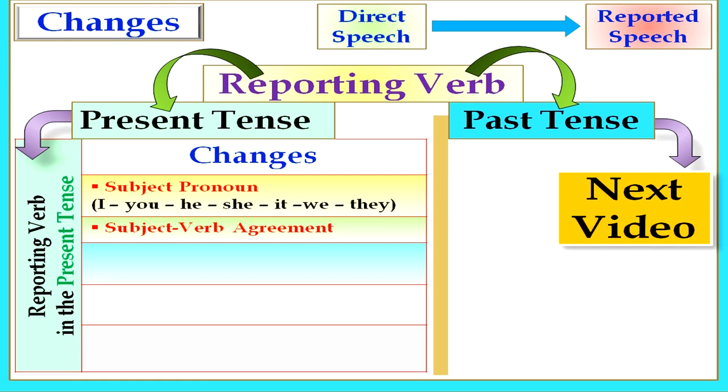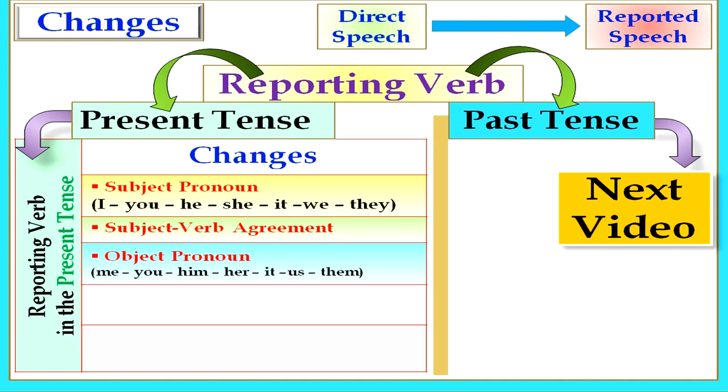The next change is the object pronoun. When the speaker is different, the object pronoun me in direct speech can be changed into him or her in reported speech. But if the speaker is the same, so there is no change.